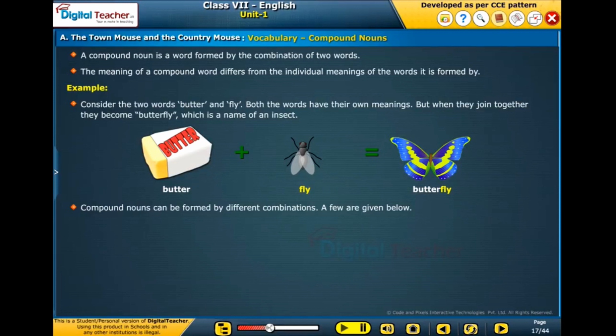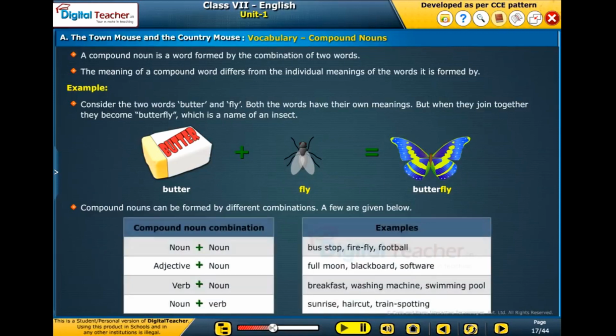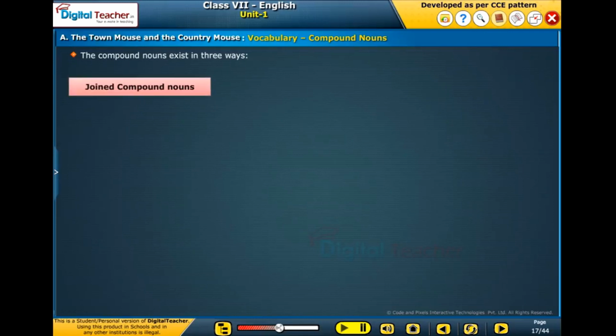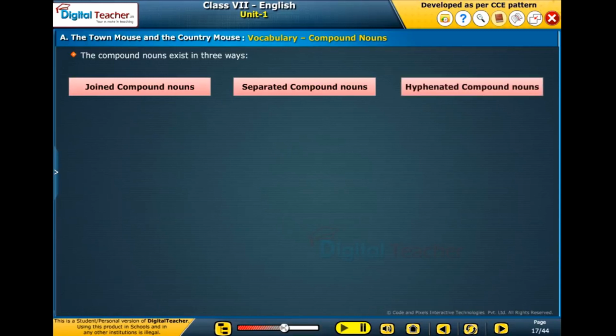Compound nouns can be formed by different combinations. A few are given below. The compound noun exists in three ways: joined compound nouns, separated compound nouns, hyphenated compound nouns.